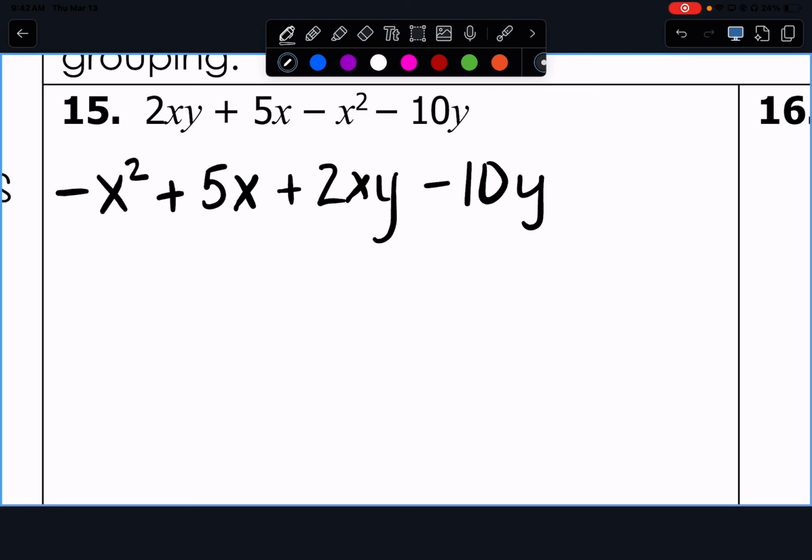Minus 10y. Okay, now, once we rewrite it into standard form, we group the first two, and we group the last two, and from there, it's just what we've been doing.